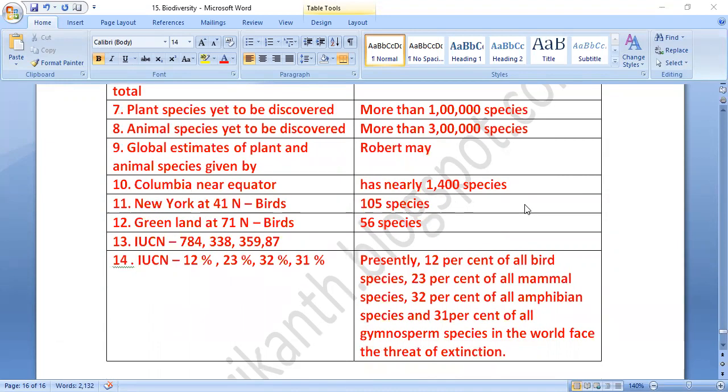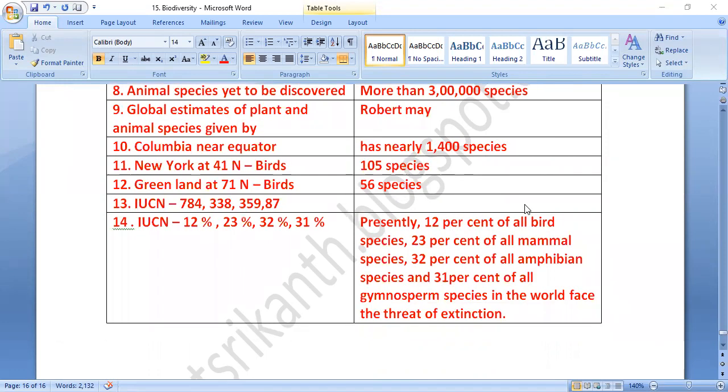Colombia, near the equator, has nearly 1,400 species of birds. New York at 41 degrees North has only 105 species of birds. Greenland at 71 degrees North has only 56 species.